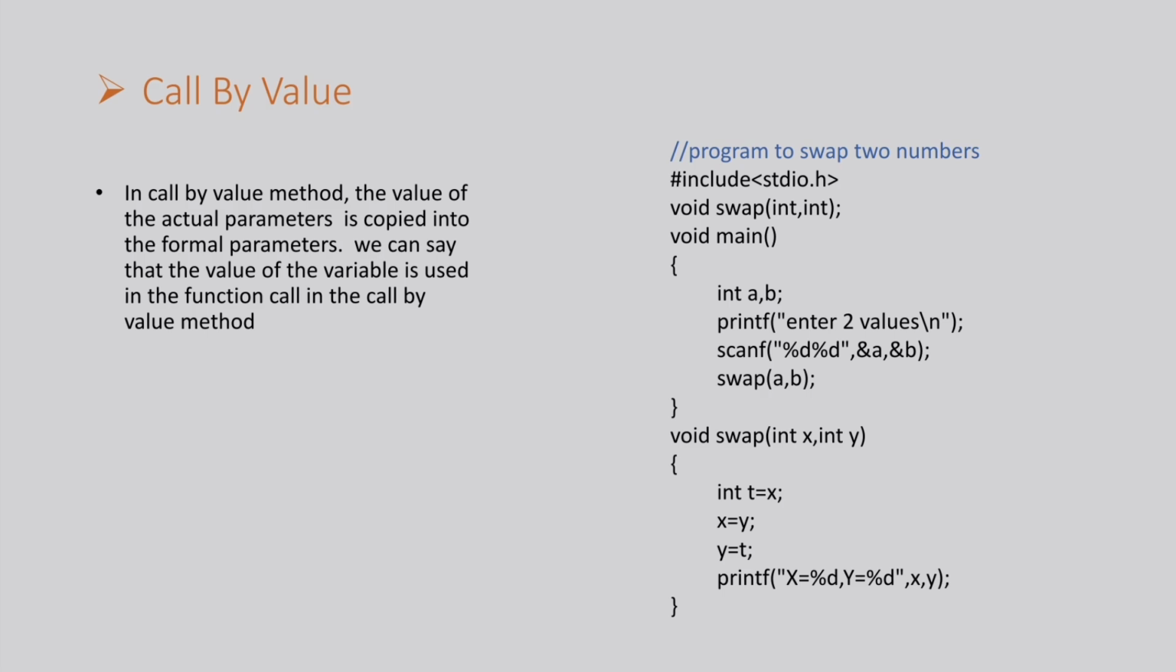The next one is call by value. In call by value method, the value of the actual parameters is copied into the formal parameters. We can say that the value of the variable is used in the function call in the call by value method. Now let's see a program on how to swap two numbers using call by value.